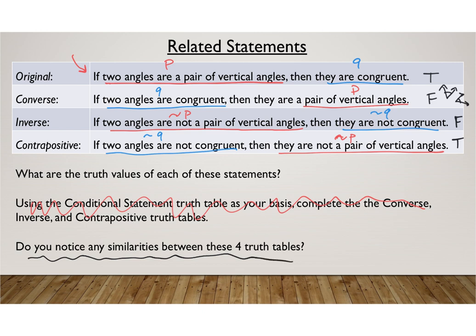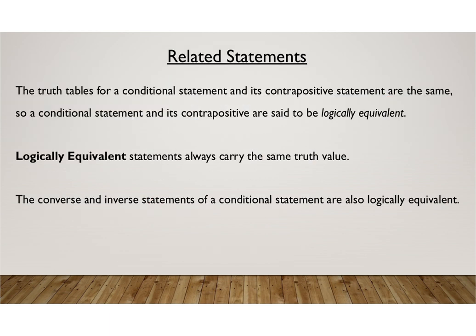Now, this last question, do you notice any similarities about our table right here? Notice that the original and the contrapositive, so the conditional and the contrapositive, are both true. And notice how the converse and the inverse are both false. This is a pattern that will always happen, okay? This will always be the lineup. The reason is because they're related statements, okay?